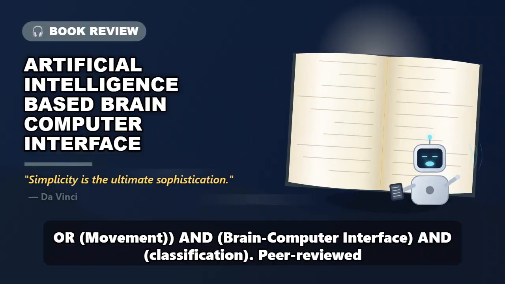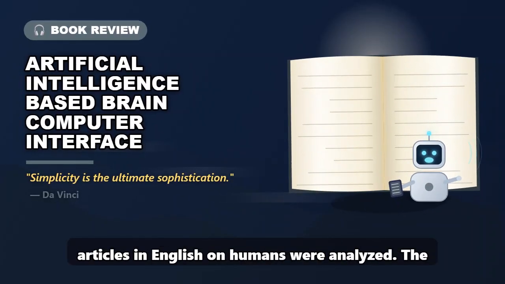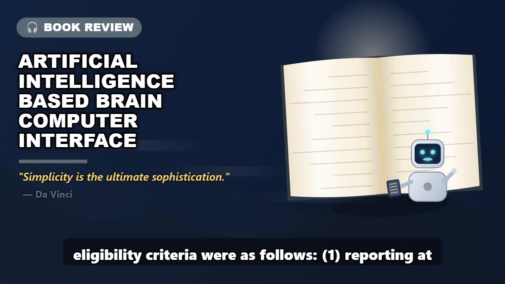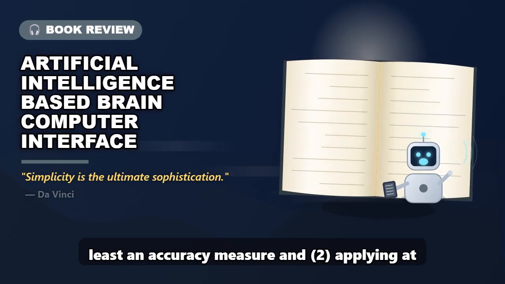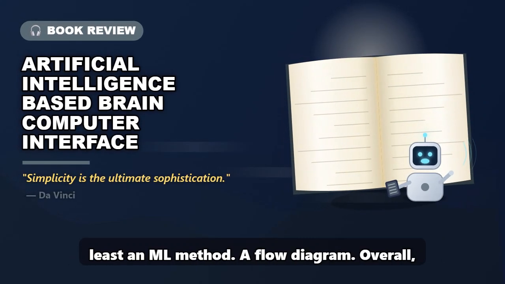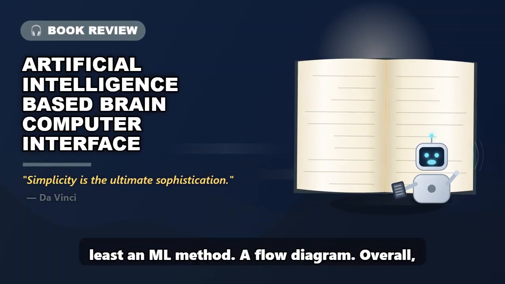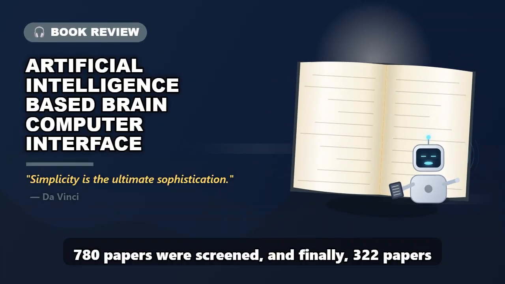The eligibility criteria were as follows: 1. Reporting at least an accuracy measure, and 2. Applying at least an ML method. A flow diagram. Overall, 780 papers were screened, and finally, 322 papers were analyzed. Flow diagram of the study selection process.